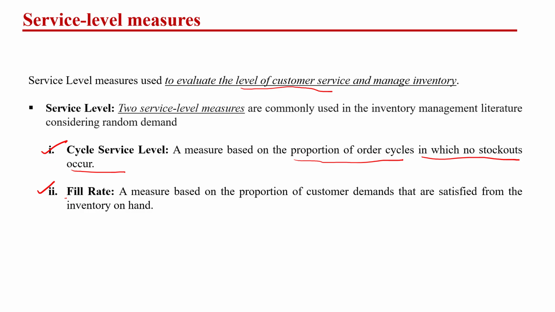The second one is based on the fill rate, which is the proportion of the customer demand that is satisfied from the inventory on hand. So in fill rate we are talking about how much quantity we have fulfilled of the customer's demand. Here we are talking about the individual SKU quantity perspective, whereas with cycle service level we are talking about the order cycle, or how many orders had no stockouts. Let's take an example in order to clearly understand what the cycle service level is, how we can calculate it, as well as the fill rate.